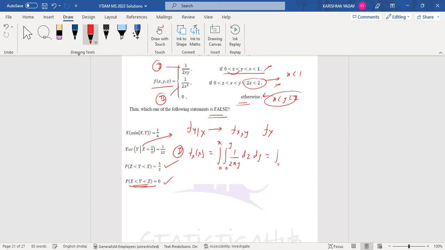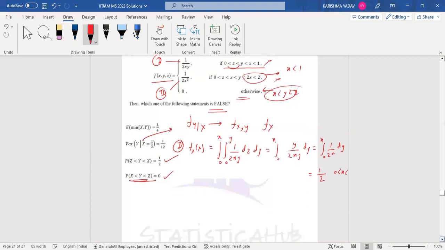This will be 0 to x, y upon 2xy dy, that is equal to 0 to x 1 upon 2x dy. Okay, and that is equal to 1 upon 2. So I got my marginal distribution of x is equal to 1 by 2 for x lying between 0 to 1 for the very first region. Okay, look at this very carefully. This is for the very first region.